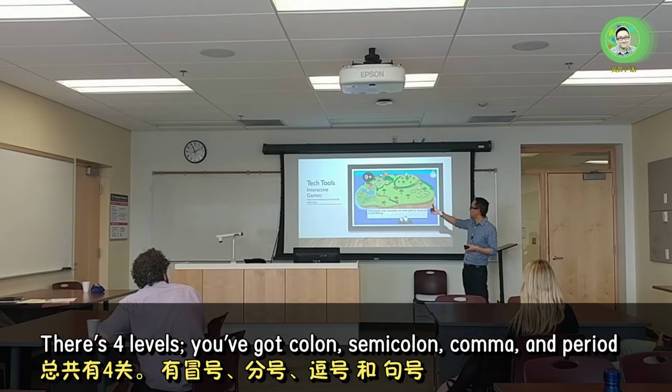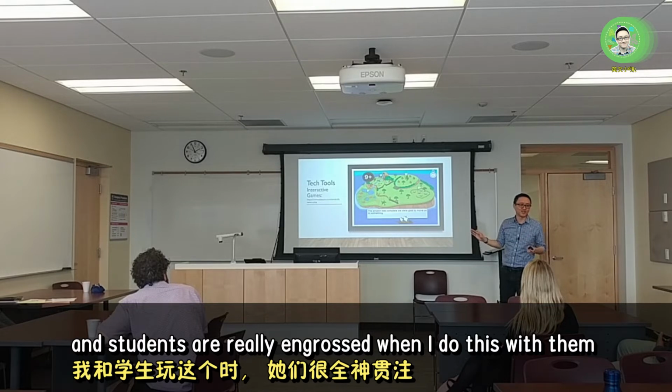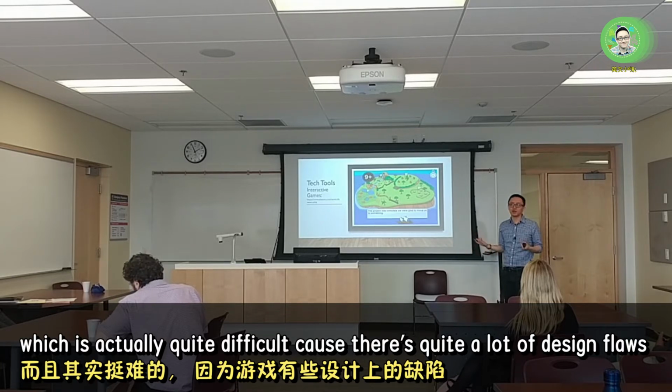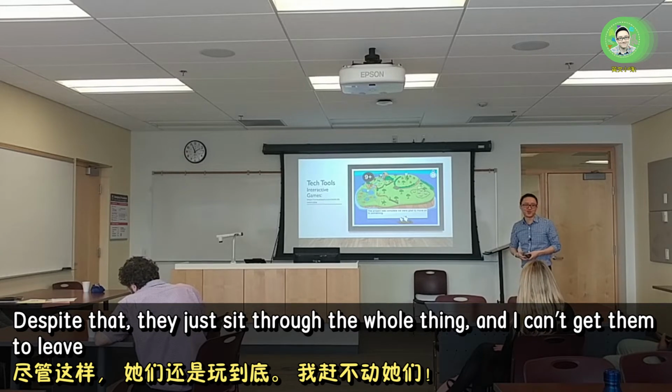So there's 4 levels. You got colon, semicolon, comma, and, what's the other one? Period. So there's 4 levels, and students are really engrossed when I do this with them. They don't want to leave their seat until they beat all the 4 levels, which is actually quite difficult because there's quite a lot of design flaws, and despite that, they just sit through the whole thing, and I can't get them to leave. So.